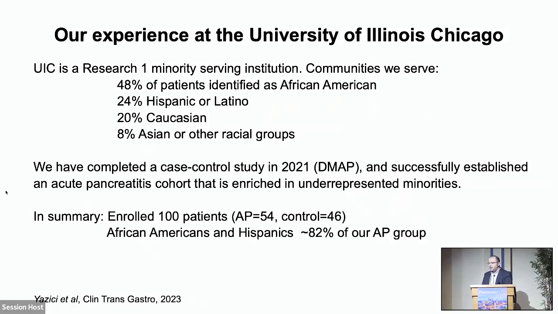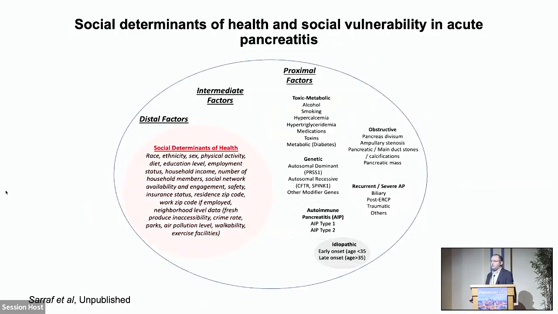And we completed a case control study in 2021, looking into the role of diet and microbiome in acute pancreatitis. And we were successful in establishing a really diverse cohort that's enriching underrepresented minorities. We included 100 patients in this study, 54 acute pancreatitis and 46 control patients, and African Americans and Hispanics in this study made up 82% of our acute pancreatitis cohort. And we have been using some strategies to increase their engagement, and I will go over that.